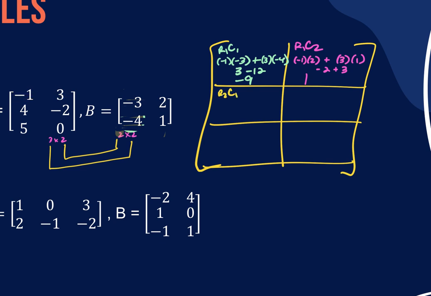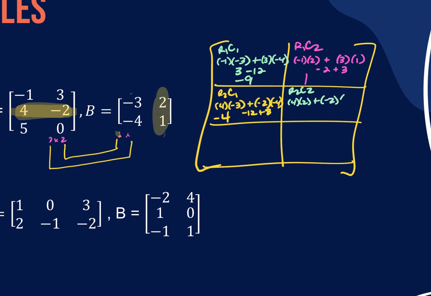Row 2, column 1. So now I'm on to row 2 over here. Row 2, column 1 would be 4 times -3 plus -2 times -4. And I get -12 plus 8, which is -4. Then I'm in row 2, column 2. So row 2 still on the left, but column 2 on the right. 4 times 2 plus -2 times 1. 8 minus 2, which is 6.